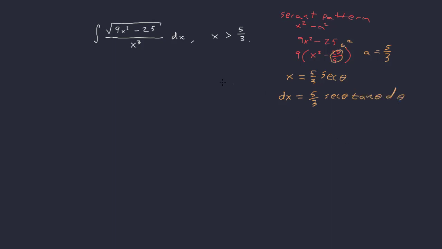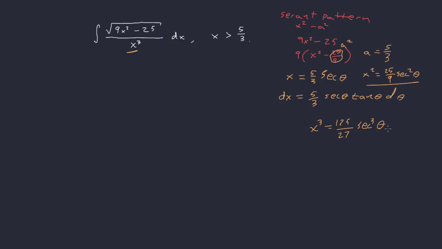Now we have a few things to replace here because I have some extra x's in here. I don't think we've seen an example like this before where I have some extra stuff. Our x squared goes here like usual, so our x squared is going to be 25/9 secant squared theta. But we also have this x cubed here. So for x cubed, we're going to cube this. It'll be 5/3 cubed, so that's 125 over 27 secant cubed theta.